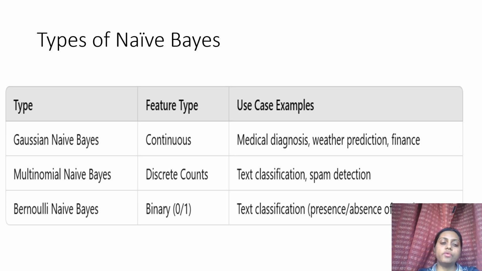And another one is the Bernoulli naive Bayes. In the Bernoulli naive Bayes, the features are 0 or 1. That means the feature could be present, or the feature is not present. That means the feature type is either 0 or 1.